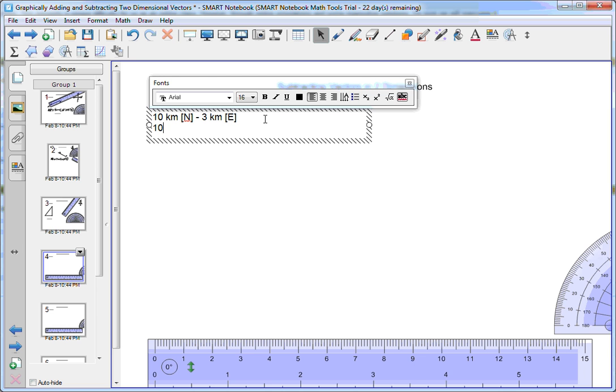So this would be the same as 10 kilometers north plus a negative 3 kilometers east, which is the same as 10 kilometers north plus 3 kilometers west.